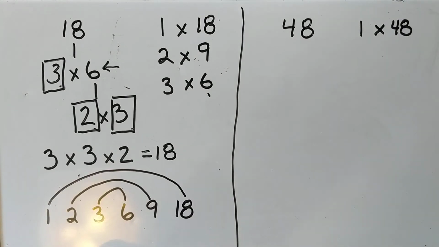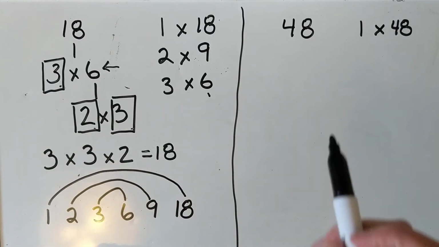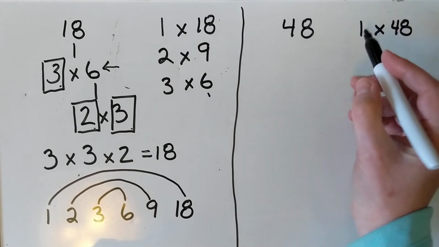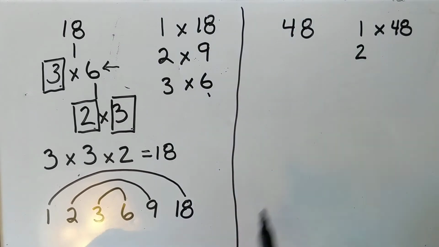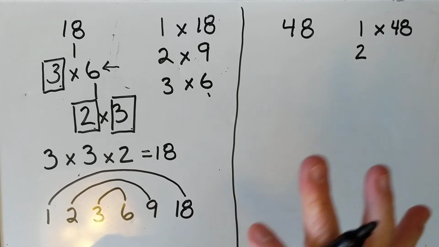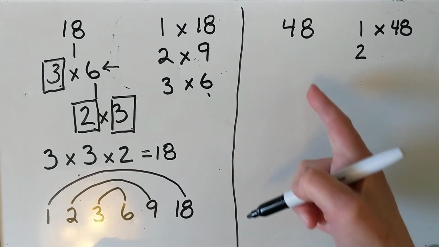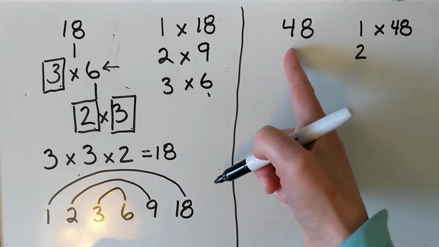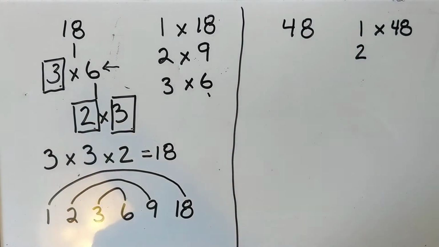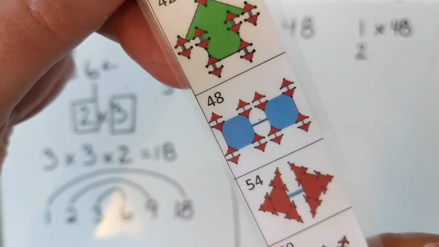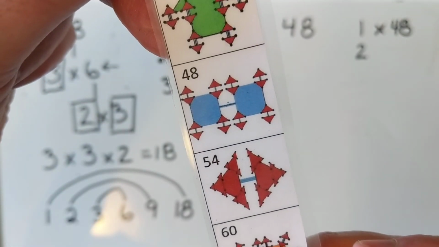Now I might go, I have no idea what multiplies to 48. So you can do two things with that. You can either go, this is an even number, so I know for sure it'll be divisible by 2. And you could then figure that out, but maybe you have no idea what that is even. You could break this in half.